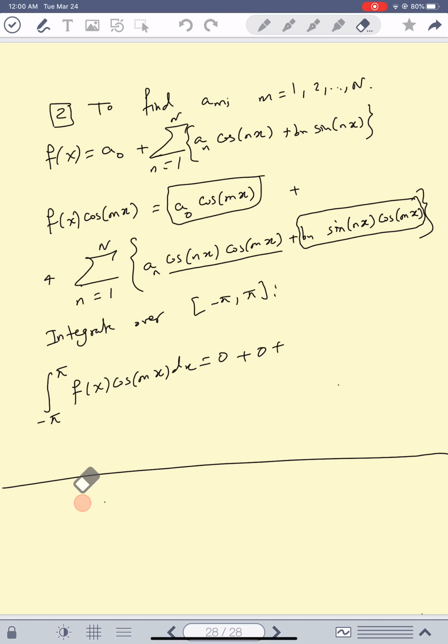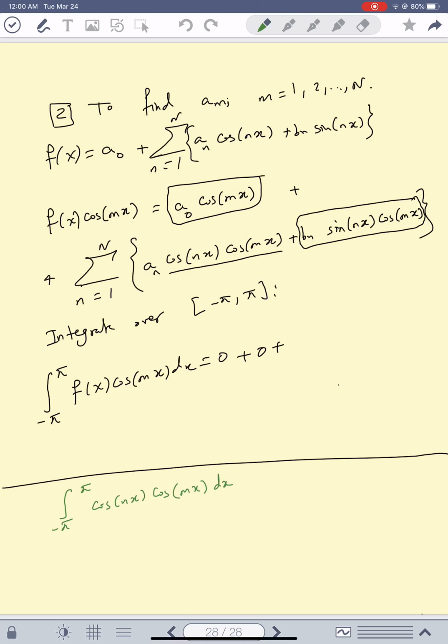Now I want to integrate from minus pi to pi. Of course, you have the an. Let's forget the an. It's just a constant. I need to integrate cosine nx cosine mx dx. So how do you integrate?